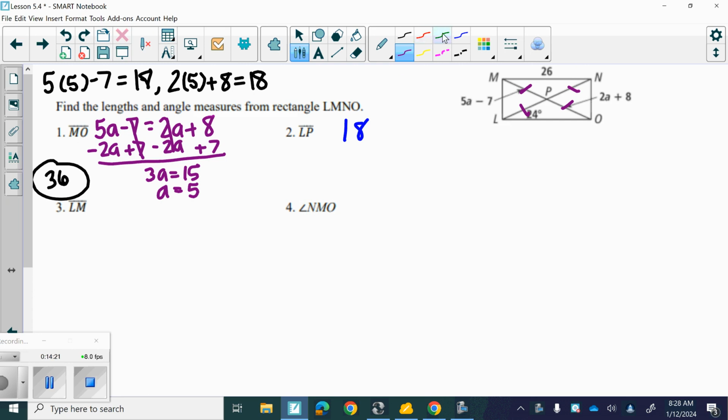Okay. All right. Now for number 3, I want LM. Let me ask you this. Do we know LO? Yes, 26, because those are opposite. And we just found out that MO was 36. What kind of angle does this make? 90. So we've got to do the Pythagorean theorem. It never goes away.